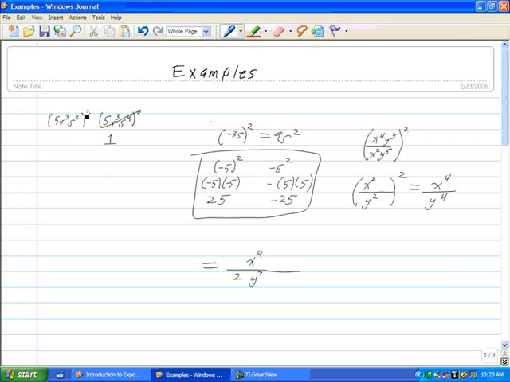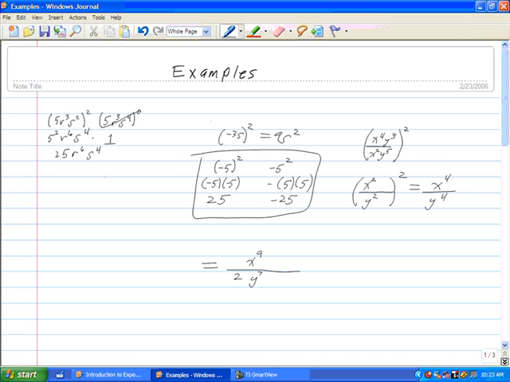Alright, over here, I'm going to move this second power through. It's going to be a 5 squared. Power to a power, r to the 6th. Power to a power, s to the 4th. All times 1 just gives me 25, r to the 6th, s to the 4th, and we're done.